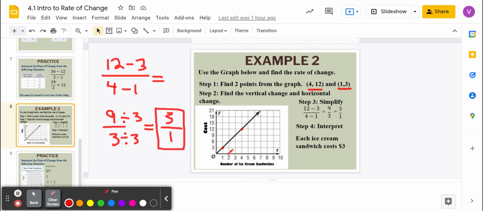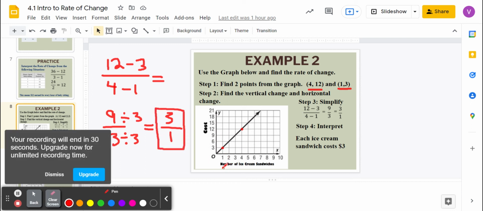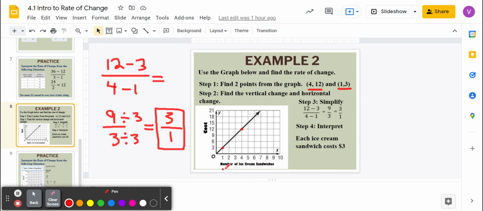Now, with your graphs, you want to look at your variables. So x represents the number of ice cream sandwiches, and y represents your cost. So that would be $3 for 1 ice cream sandwich. And that's it.